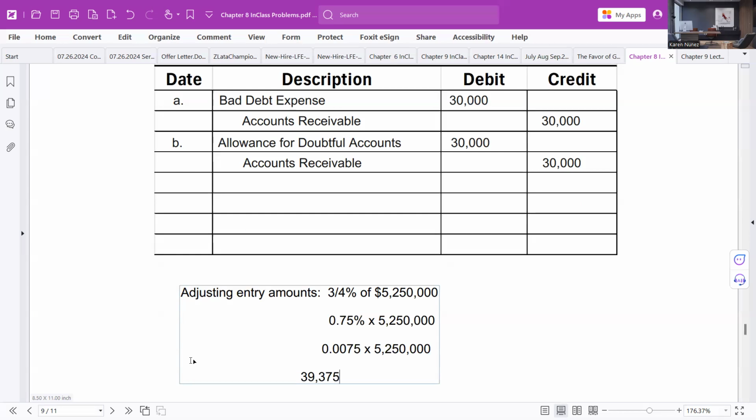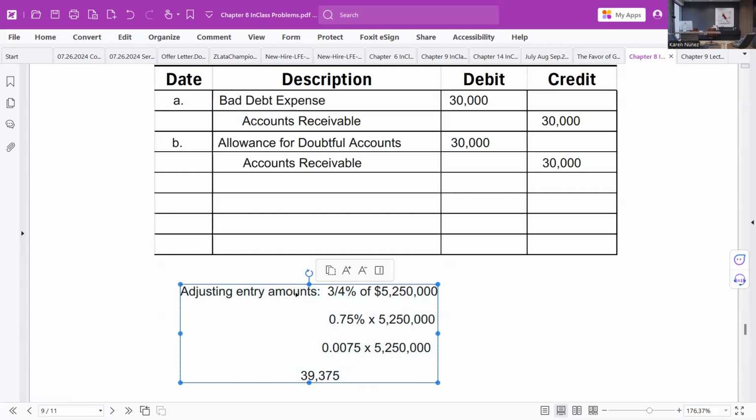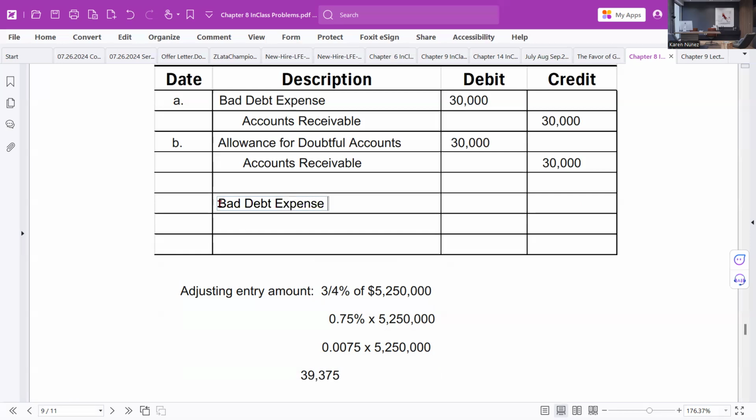Okay, so the adjusting entry amount is 39,375. So our adjusting entry, right? When we adjust here, we're going to be debiting that bad debt expense for the 39,375 and crediting the allowance account, allowance for doubtful accounts.